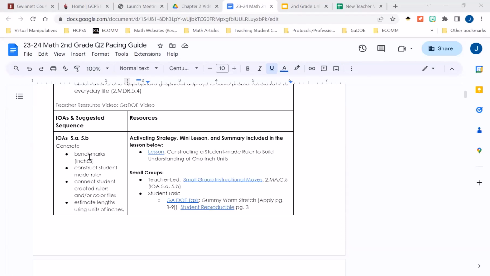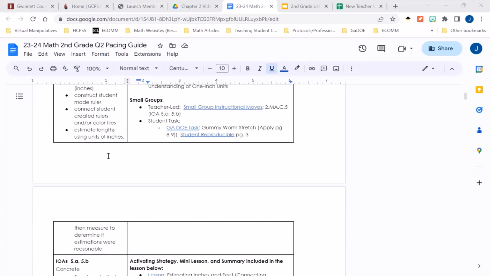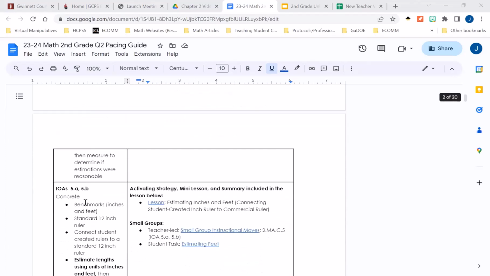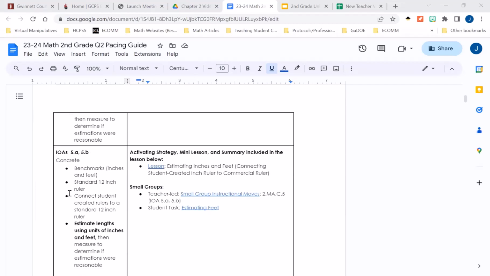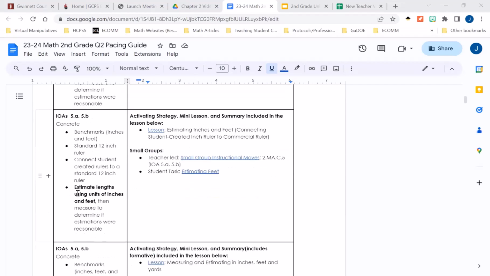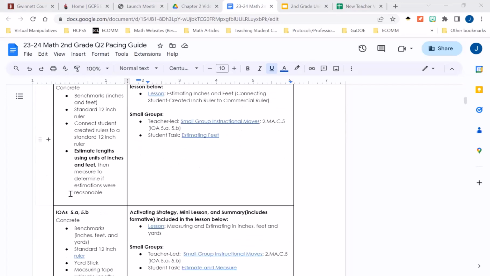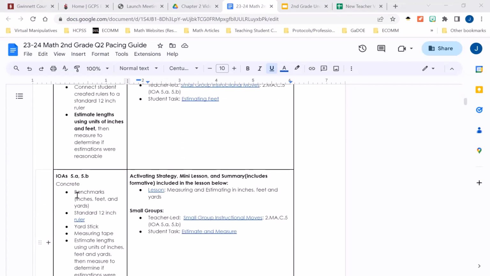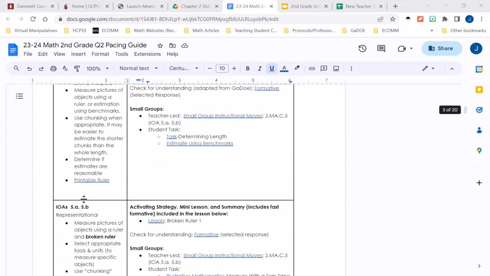The progression over the 6 days consists of students concretely constructing and connecting student-created rulers with 1-inch colored tiles, and then moving to connecting student-created rulers to a standard 12-inch ruler. Students finally progress to using rulers, yardsticks, and measuring tapes to estimate lengths using inches, feet, and yards, then use the appropriate tool to measure to determine if estimates are reasonable. Students progress to estimating and finding the measurements of pictures of objects with a ruler and/or a broken ruler.